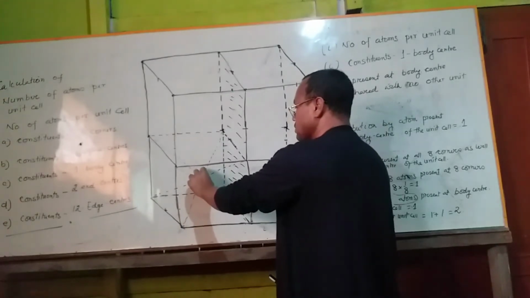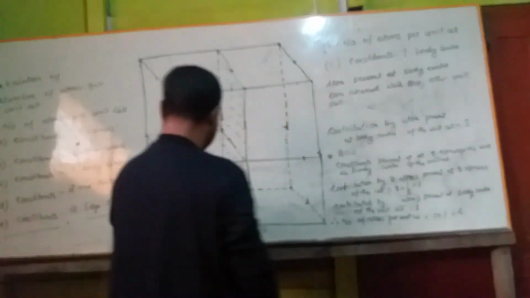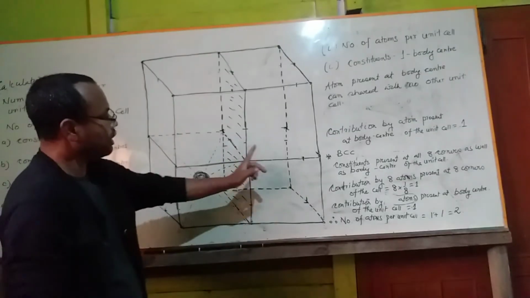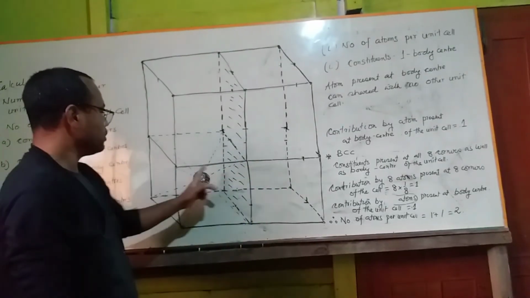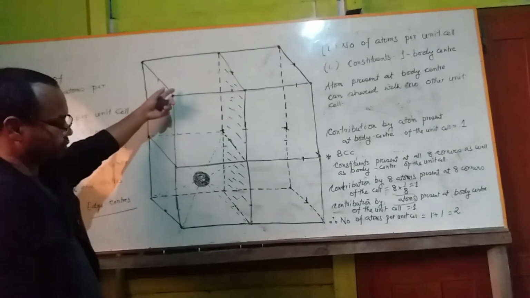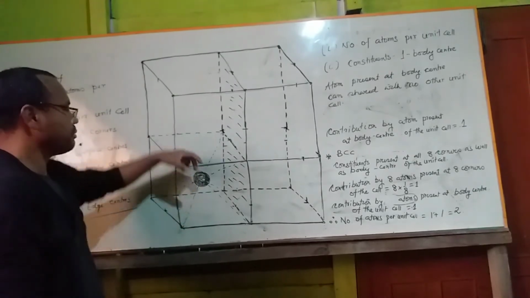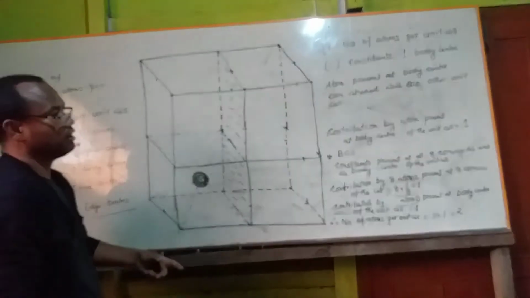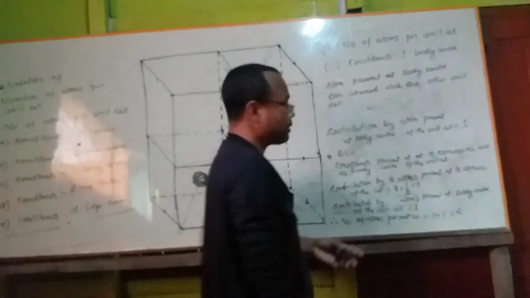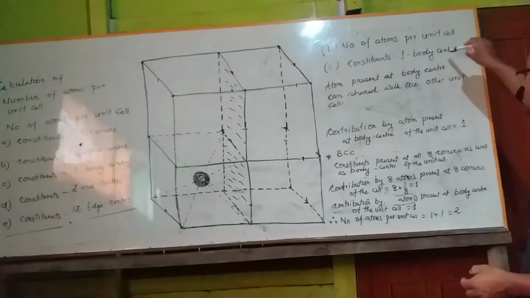So these constituents are present inside the unit cell. These constituents cannot touch another box which we place here. What I mean is that these constituent atoms remain inside the unit cell. So here, how do we calculate the number of atoms per unit cell where the constituent is present at the body center?